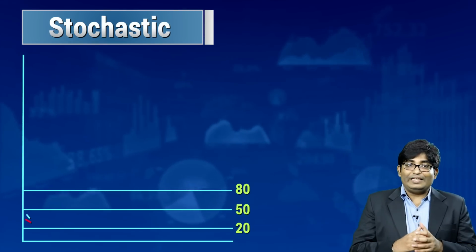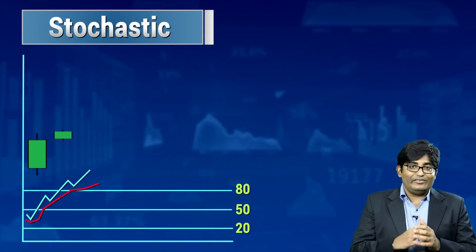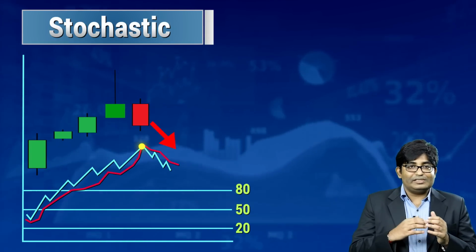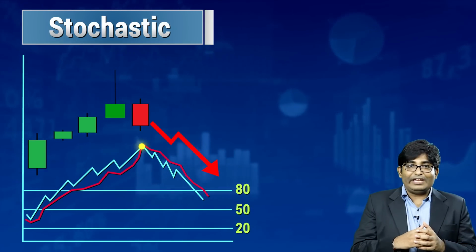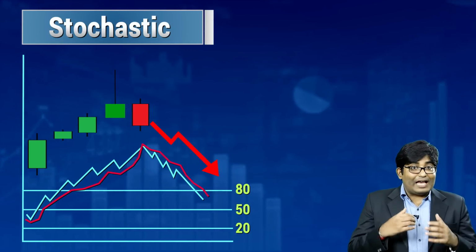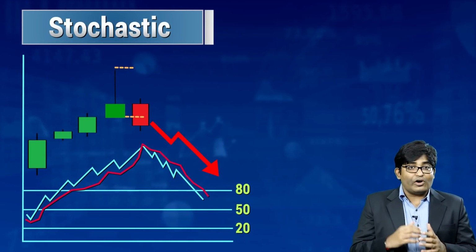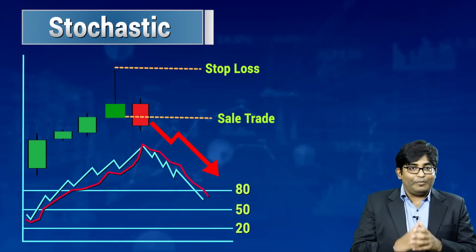Similarly, when the percentage K line crosses the 80 region from above or the percentage K crosses the percentage D from above, that is the negative crossover, and simultaneously we spot a bearish reversal pattern, we can take a short trade with a defined stop loss.